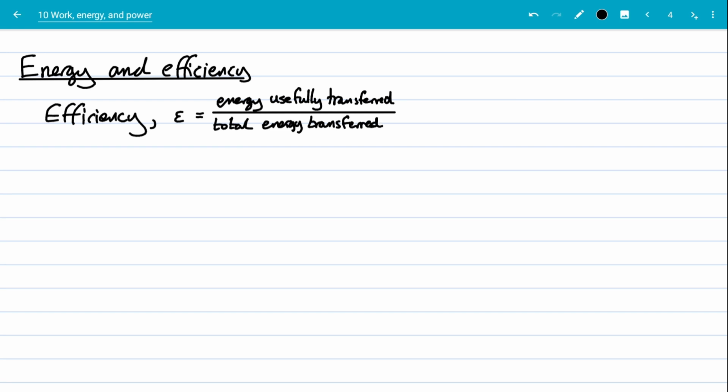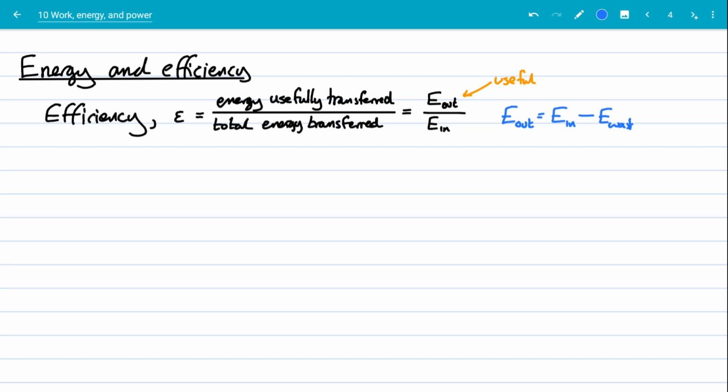But yeah, there's still the total energy transferred. So we could write that as E out, and that's an E that's usefully transferred out, divided by the total energy that's transferred, which is the E in. As long as we remember that this is useful energy that's transferred. The energy that's transferred that's useful will be equal to the total energy that's transferred subtract the wasted energy.